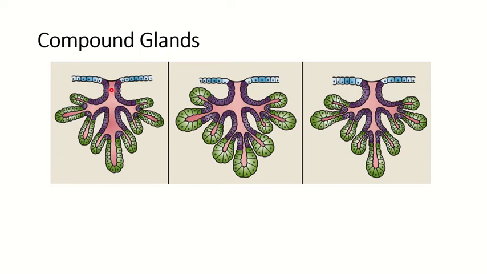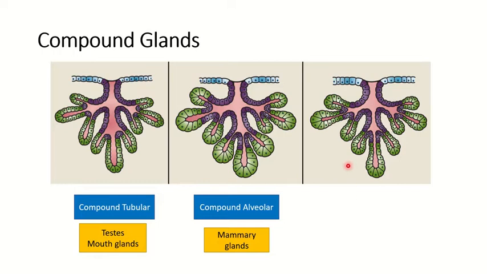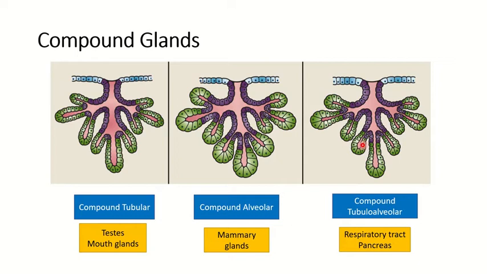Compound has more than one duct. So you can see one duct here. This is a common duct, and these smaller ducts drain here. Same thing here, a common duct, and these are smaller ducts that drain into it. Same idea here. So this is the compound tubular. Many of them are branched, and it has multiple ducts, so that's why it's called compound. It's elongated. Examples are in the testes and in the mouth. And compound alveolar looks spherical, many of them, and has multiple ducts, and you see it in the mammary gland in females. And then there is the combination of the two, where some of them are alveolar and some of them are tubular. You can see that one in the pancreas and in the respiratory tract.